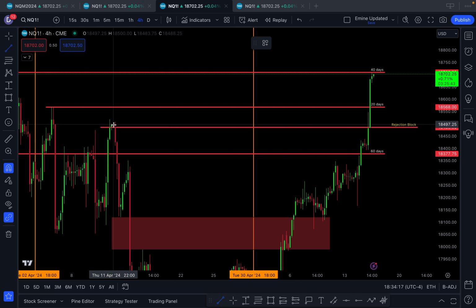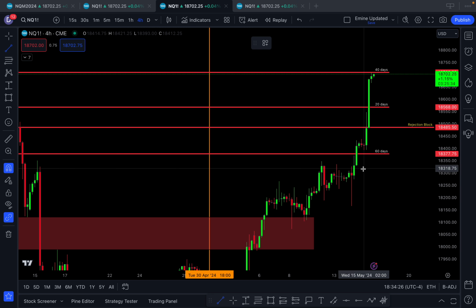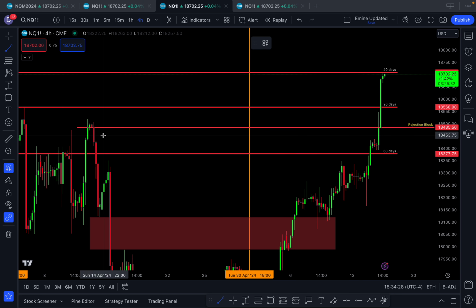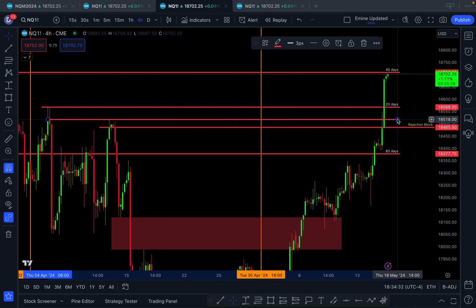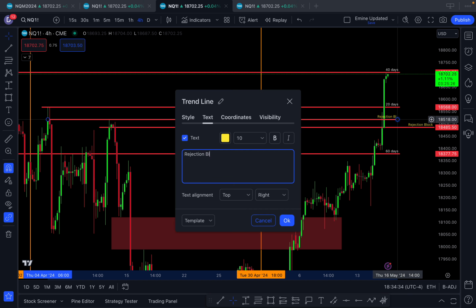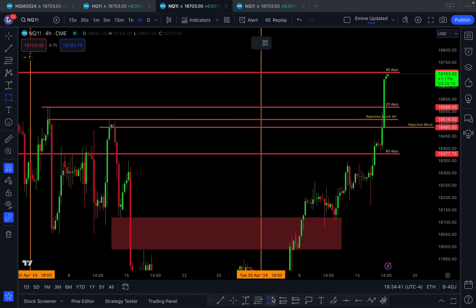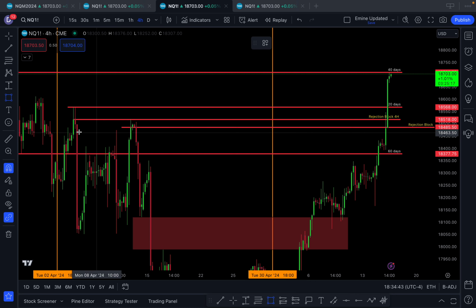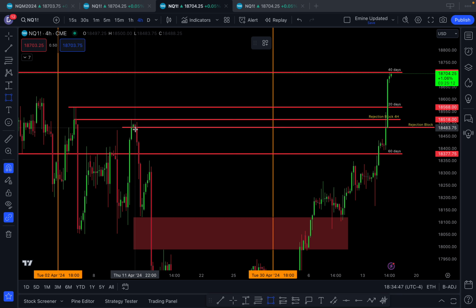I see another rejection block right here. Hold on. I only see another rejection block right here, yeah. But this time we label it 4 hours, okay? Anything else is on the daily. This is the only one we check. We also have this FVG that's been tested. This has been tested, this has been tested. There's nothing there actually. Only this FVG.